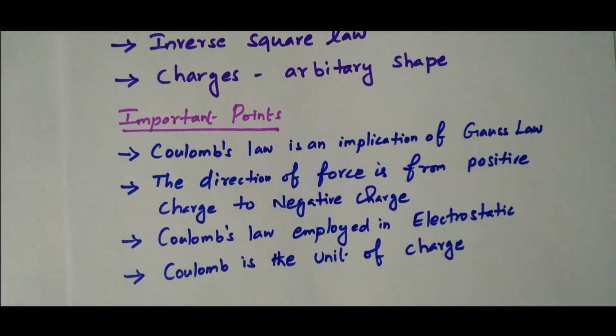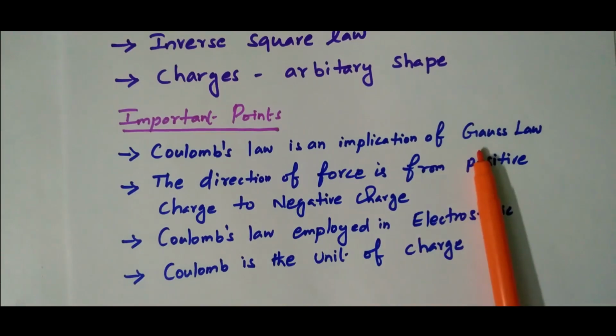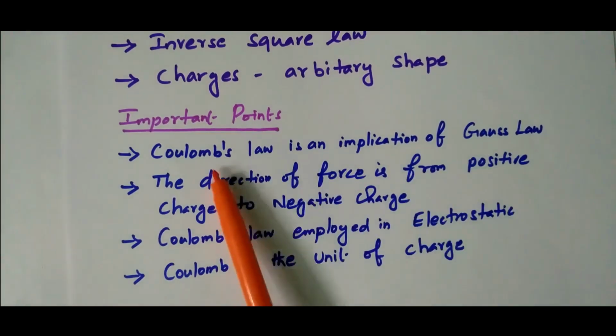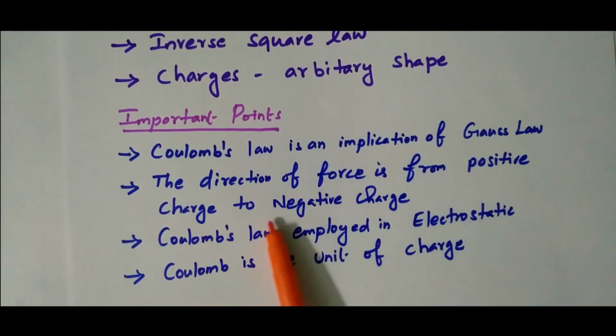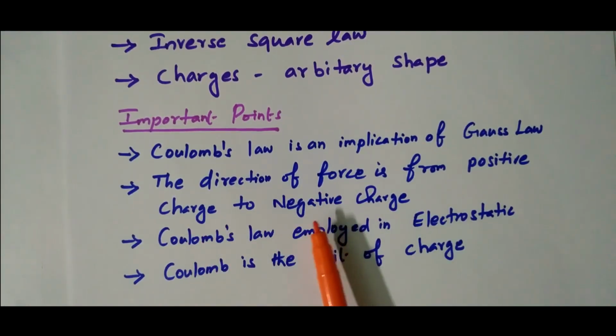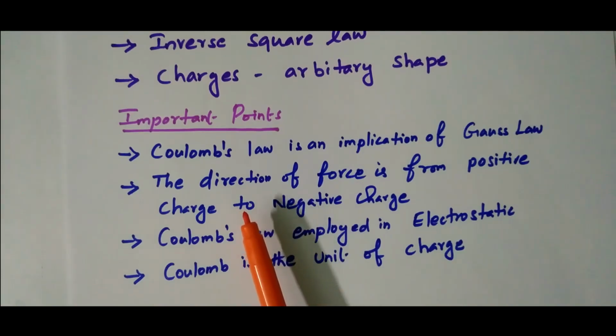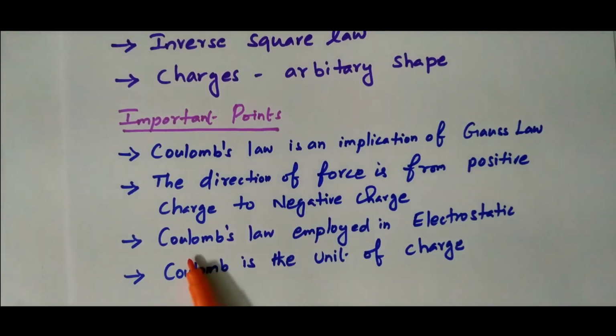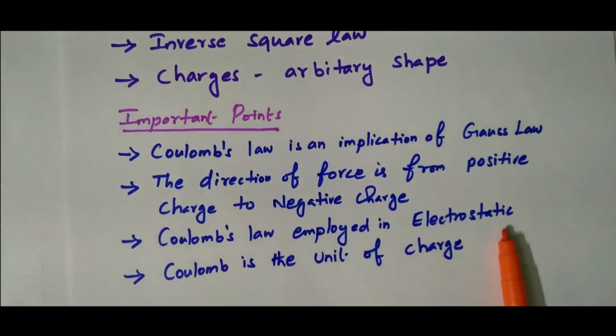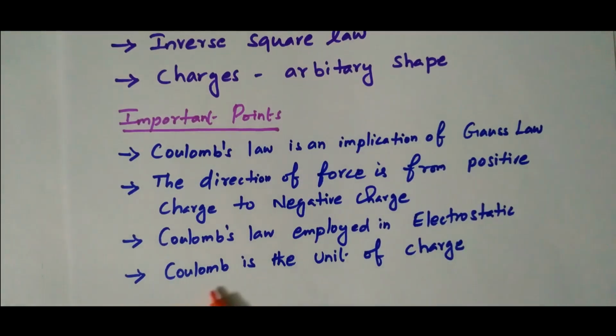From that, what is the important point we can understand? Coulomb's law is an implication of Gauss law. From Gauss law we derive Coulomb's law. The direction of force is always from positive charge to negative charge. This is a very common point, you already know. Always the force will start from the positive charge and go towards the negative charge. Coulomb's law is employed in electrostatics, only in the static field. Coulomb is the unit of charge. Because of Coulomb's law, we refer to the unit of charge as Coulomb.